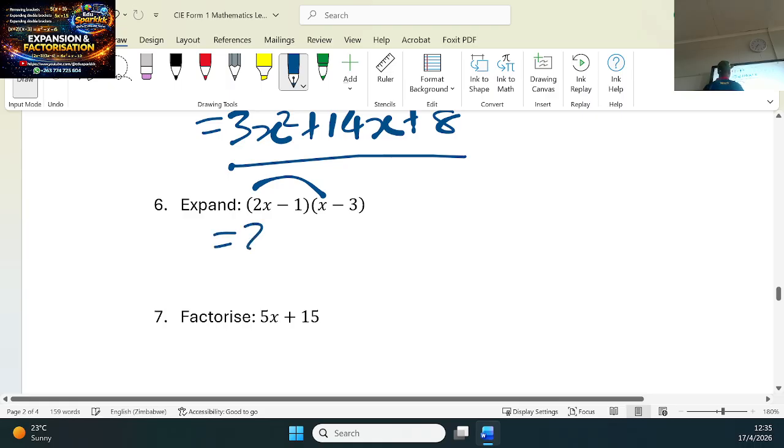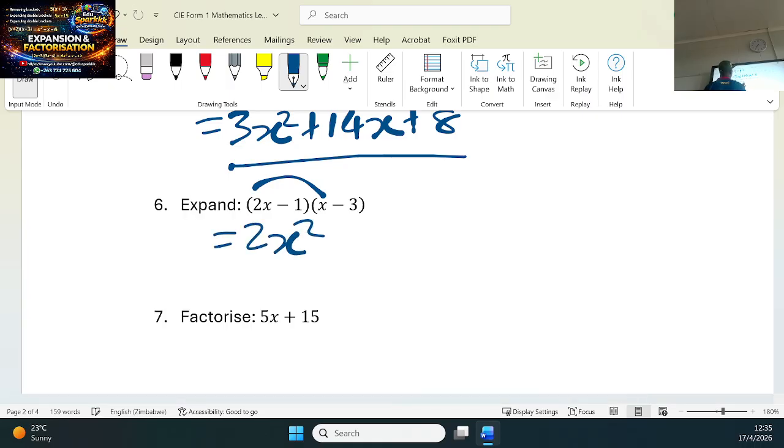Still moving on, we have two brackets again. 2x and x gives us 2x squared. Then I have minus x here and minus 6x. So minus x minus 6x gives us minus 7x. Then minus 1 times minus 3, the result is positive 3.